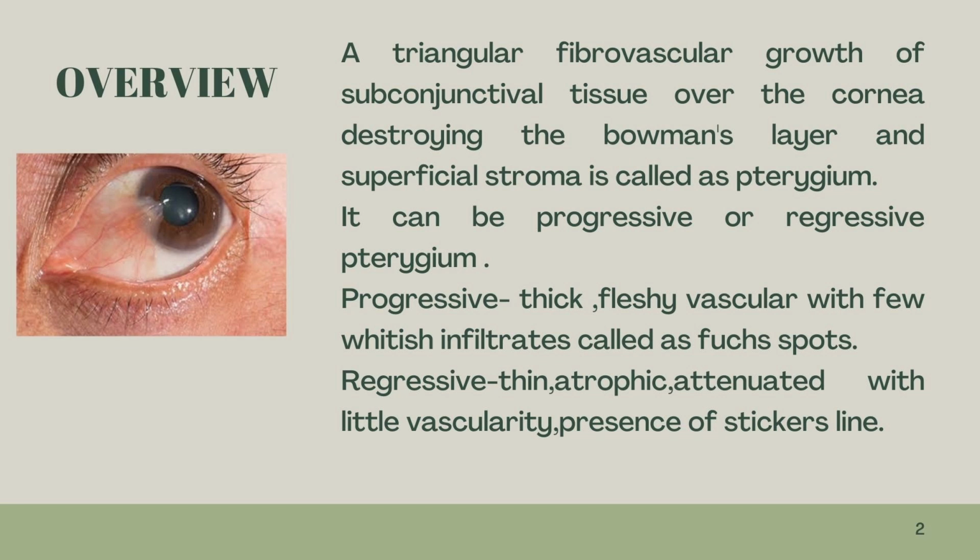In case of progressive pterygium, it is progressing. It will increase more and more. So it will be thick, it will be fleshy, it will be vascular with a few whitish infiltrates, small white depositions that you will see, which are called Fuchs spots.